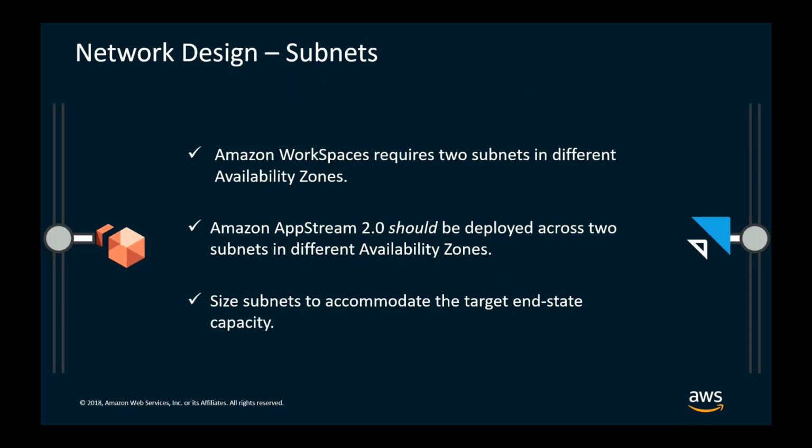From account structure, we'll move on to some network design decisions. Now, in our use case, we first said we were going to have about 4,000 users. So that's a minimum VPC size or block of a /20, so 4,096 addresses. Amazon WorkSpaces always requires 2 subnets in different availability zones. Amazon AppStream 2.0 should be deployed across 2 subnets in different availability zones. We allow you to deploy it with just one AZ, but really recommend sticking to those well-architected principles and deploying across 2 separate AZs. And you need to size those subnets to accommodate the target end state capacity.